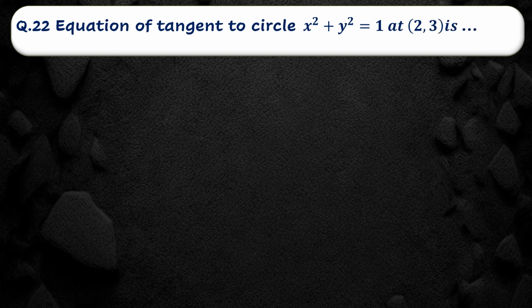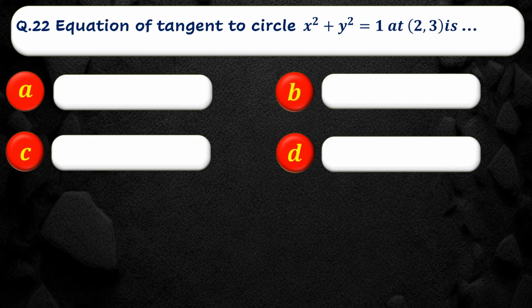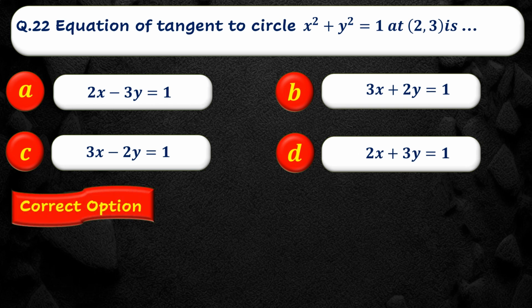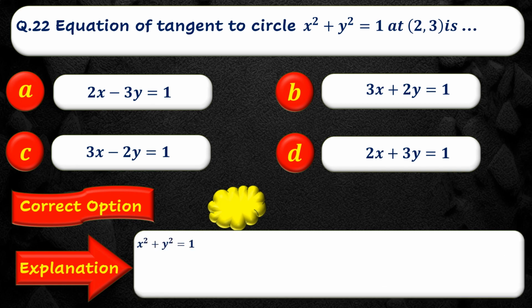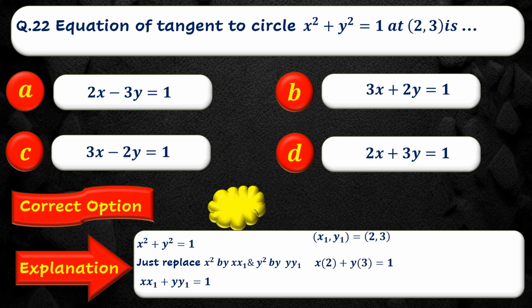Question number 22. The equation of the tangent to the circle at the point (2, 3) is, and the options are. Let's check out which one is the correct option. Here the equation of the circle is x² + y² = 1. To find the equation of the tangent to the circle, we just replace x² by xx1 and y² by yy1. Therefore, the equation of the tangent will be xx1 + yy1 = 1. Here (x1, y1) = (2, 3). Just replace these values and we get the equation of the tangent to be 2x + 3y = 1. Therefore, the correct option is option.